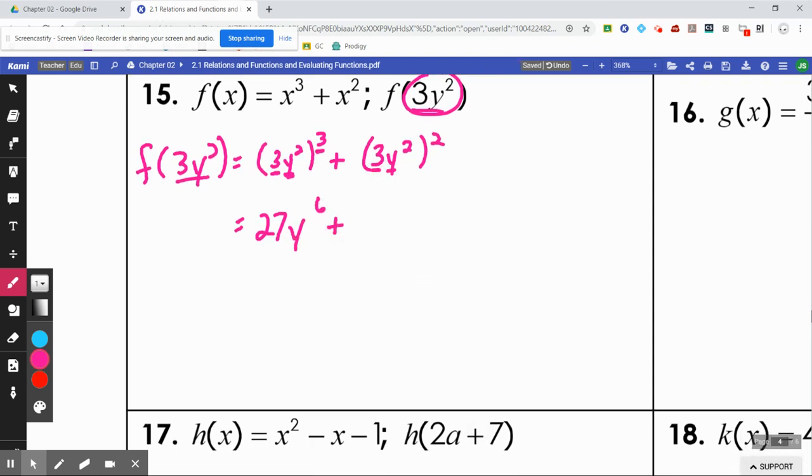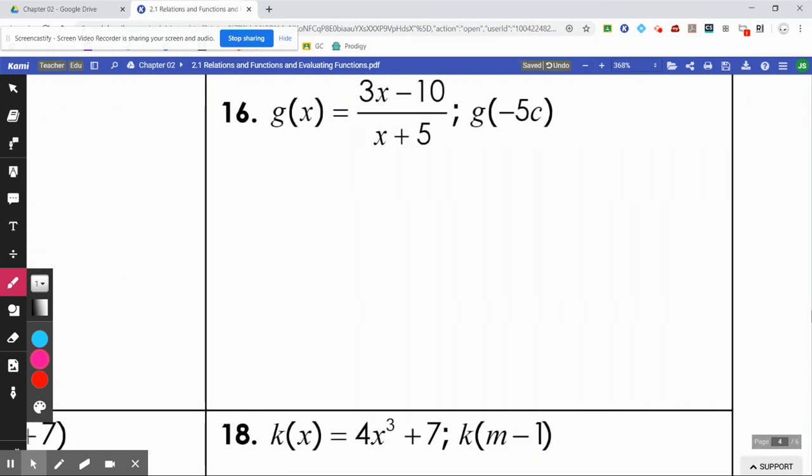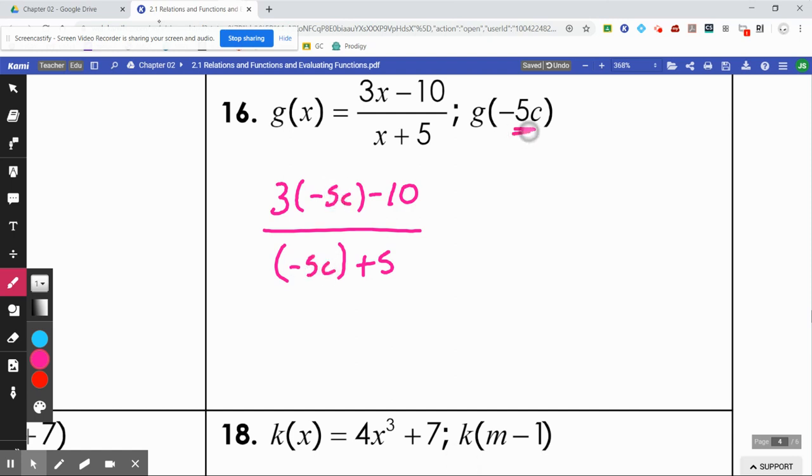Plus, raise both of these to the second power. 3 to the second is 9. Y squared squared is y to the fourth, and there's no like terms there. That's it. G of x, we've got to take out the x and put in a -5c. So we're going to take 3x minus 10 over x plus 5, and everywhere we have an x, we're putting -5c. And that is how we find g of -5c.